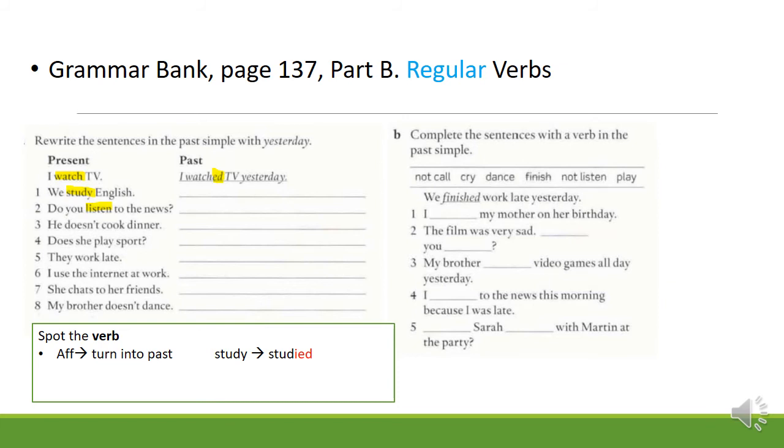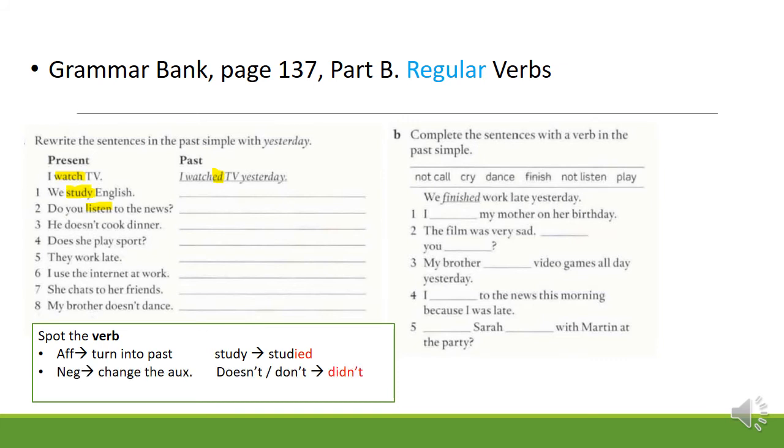If the sentence is affirmative, you will turn the verb into past. For example, number 1, we study English. This is an affirmative sentence. We already spotted the verb study, and you will turn the verb into past.